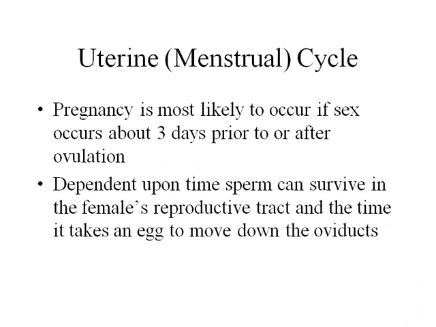A pregnancy is most likely to occur if intercourse occurs about 3 days prior to ovulation and through about 3 days following ovulation. This interval is the result of the length of time the sperm can survive in the female reproductive tract, which is about 3 days, and the length of time it takes the egg to move down the oviduct, also approximately 3 days.